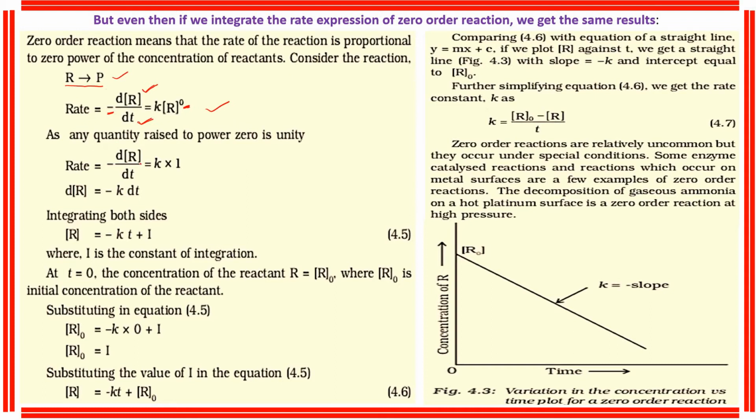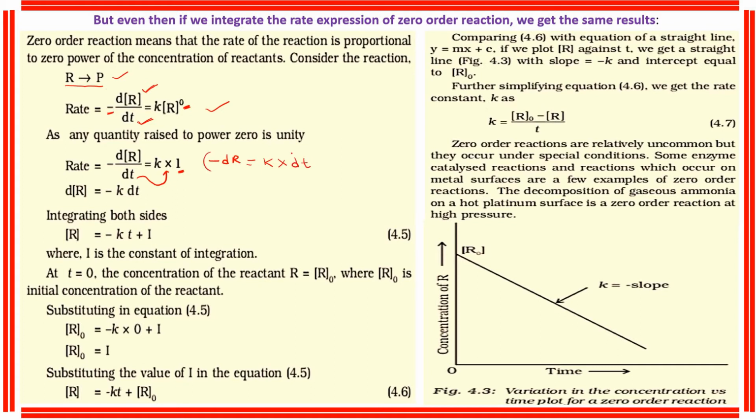Now from this rate expression, rate is equal to minus dR by dt. Now R to the power of 0 is equal to how much here? 1. Something to the power of 0 is equal to 1. So I have taken k into 1, and k into 1 is equal to k. Now dt I am sending to the right hand side. Now what we get here is minus dR by dt is equal to k, so minus dR is equal to k into dt.